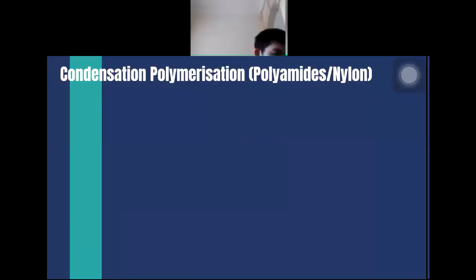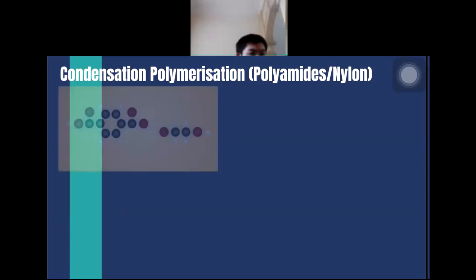And then next we have condensation polymerization of polyamides or nylon. So condensation polymerization involves monomers with different functional groups. They are characterized by having two of the same functional group. So instead of monomers reacting to form a single product like in addition polymerization, in condensation polymerization, polymers are formed along with the release of a small molecule which can be HCl, H2, or water, usually water.